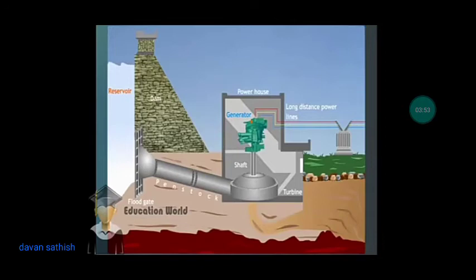Okay, so what are the advantages of this power plant? This is a renewable source. Once we have constructed it, we don't need to input any fuel like coal in a thermal power plant. So what are the drawbacks here?